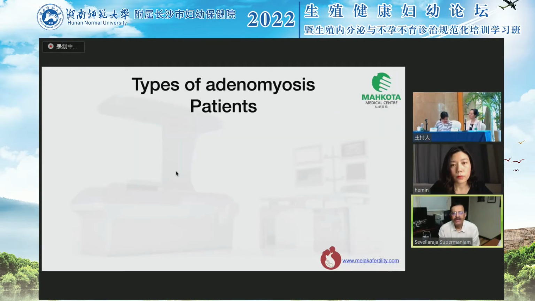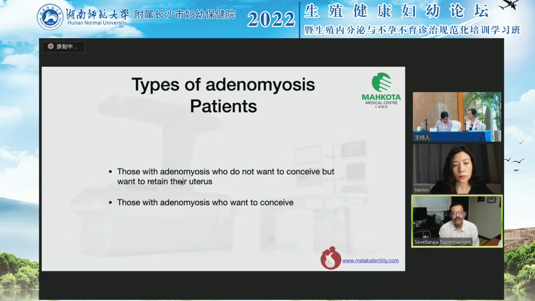When we see adenomyosis patients, there are basically 2 types of patients. The first are those with adenomyosis who do not want to conceive, but just want to keep their uterus. The second are those with adenomyosis who want to conceive. In this lecture, I will concentrate on this group of patients, those with adenomyosis who want to conceive.